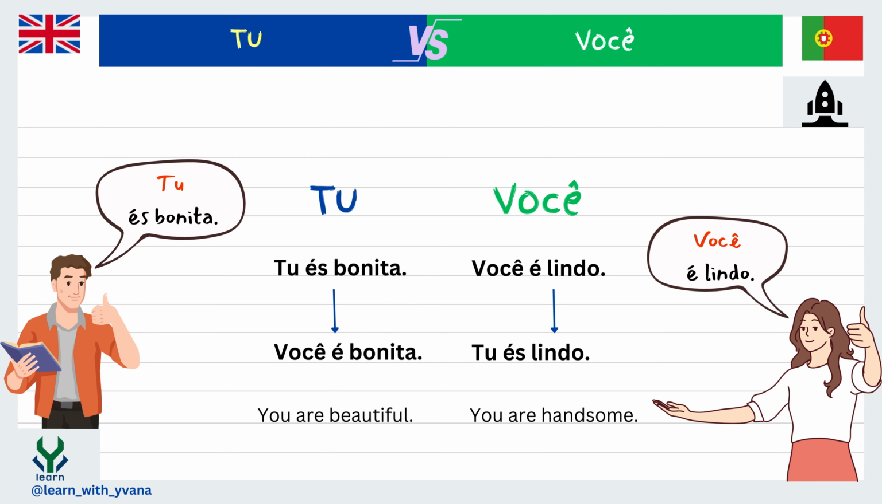Let's start with the most common word, tu and você. These are the very frequently used pronouns we must learn in the beginning. Let's see examples first. If we say, you are beautiful to the girl, and we use tu, then we say, tu és bonita. And if we want to say, you are handsome or good looking to the boy, and we use você, then we say, você é lindo. If you want to use você to the girl, then you can also say, você é bonita. And in the same way, if you want to use tu to the boy, you can say, tu és lindo.